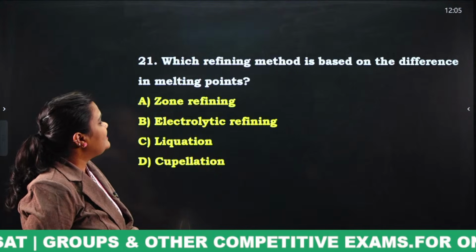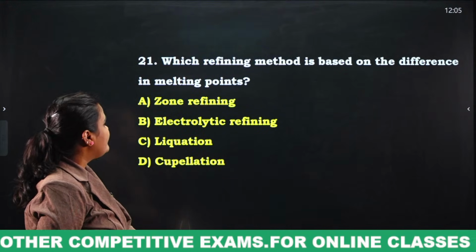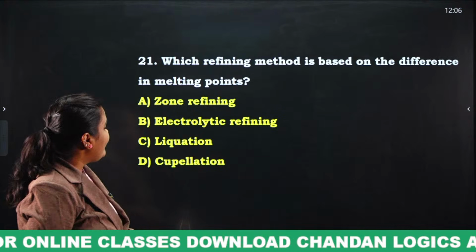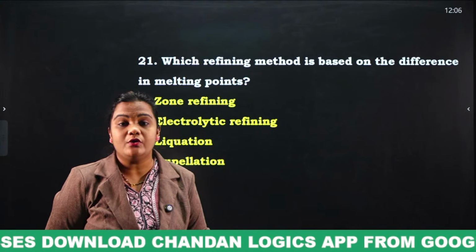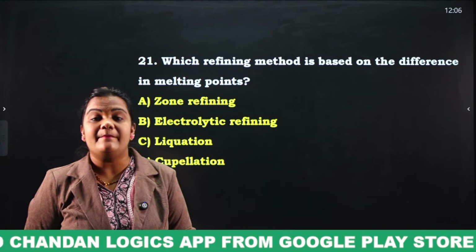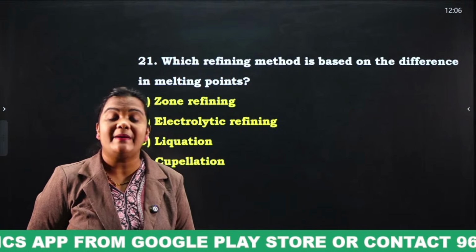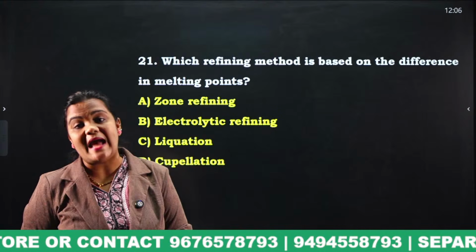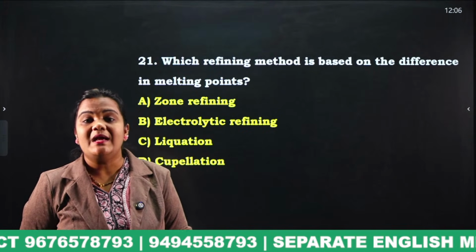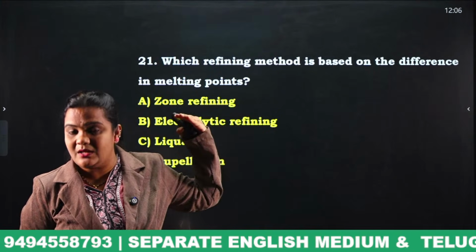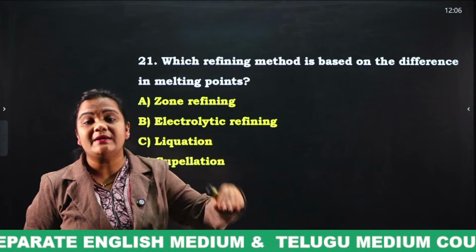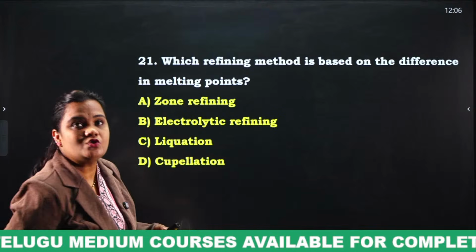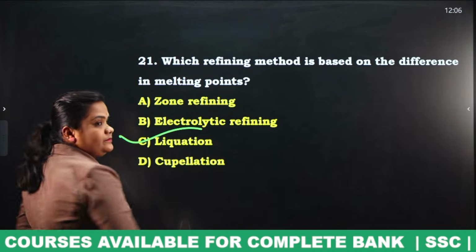Which refining method is based on the difference in melting points? Zone refining, electrolytic refining, liquefaction, cupellation. I have already told you, if we pass the metals which have a low melting point, and the impurities which have a high melting point, through a heated surface, then they are separated. That type of process is known as liquefaction.